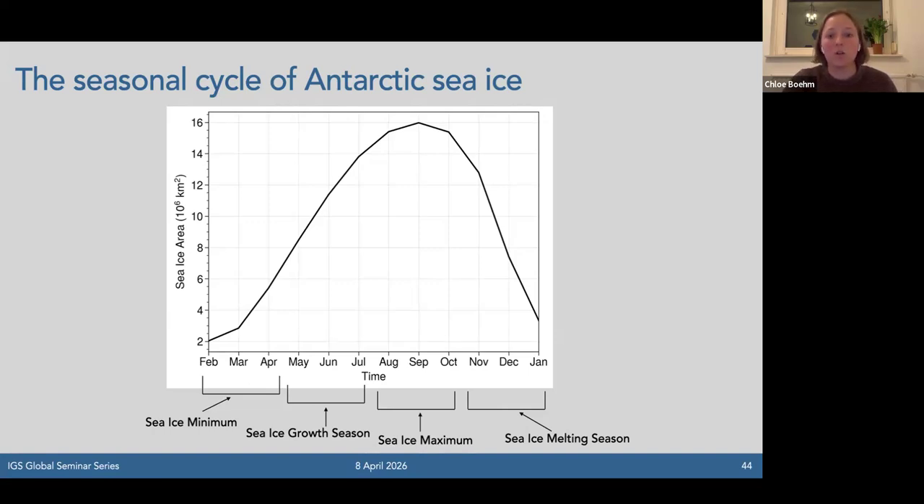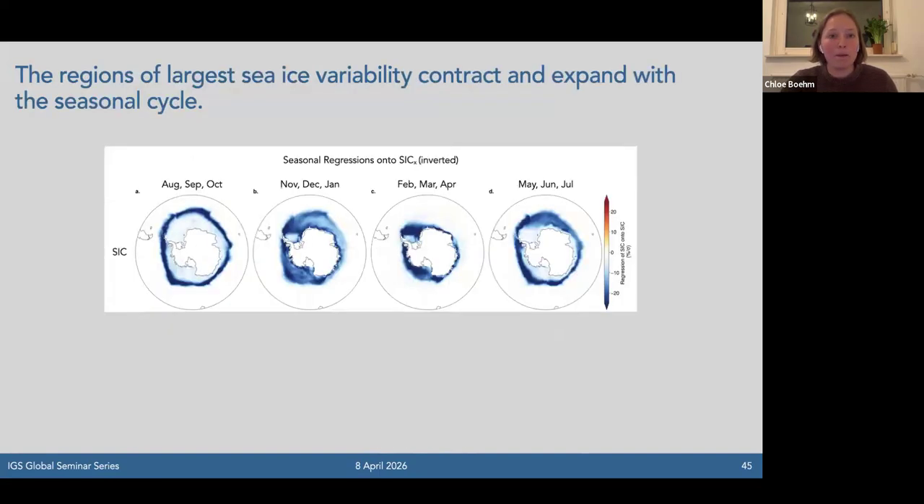So a sea ice minimum season, a growth season, a maximum season, and a melting season. We can first look at simply what the variability of sea ice is for each of these four seasons. This ends up being the standard deviation of sea ice. We see the most variability occurs during the sea ice pack and then contracts as the sea ice melts into the summer. And you see more widespread variability during the melting season and the growth season, as that's when the most change in the sea ice pack is occurring.